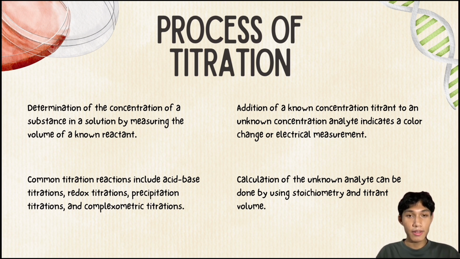Common titrations include acid-base titration, redox titration, precipitation titration, and complexometric titration. The unknown analyte concentration can be calculated using stoichiometry and titrant volume, requiring accurate experimental technique for accurate results.